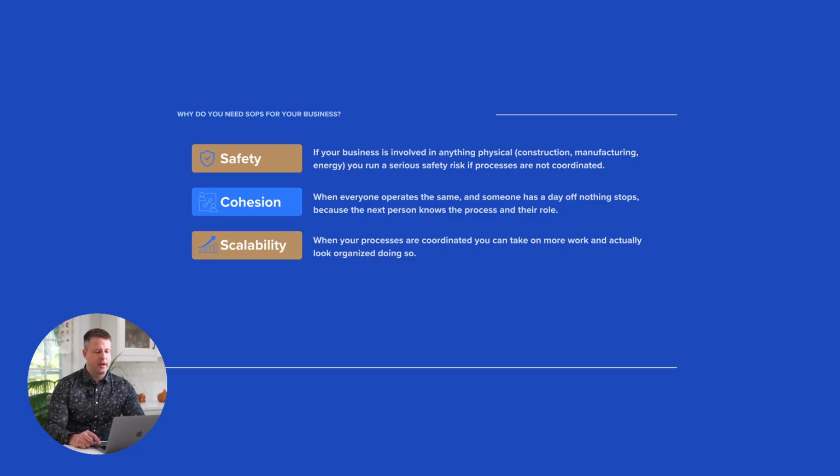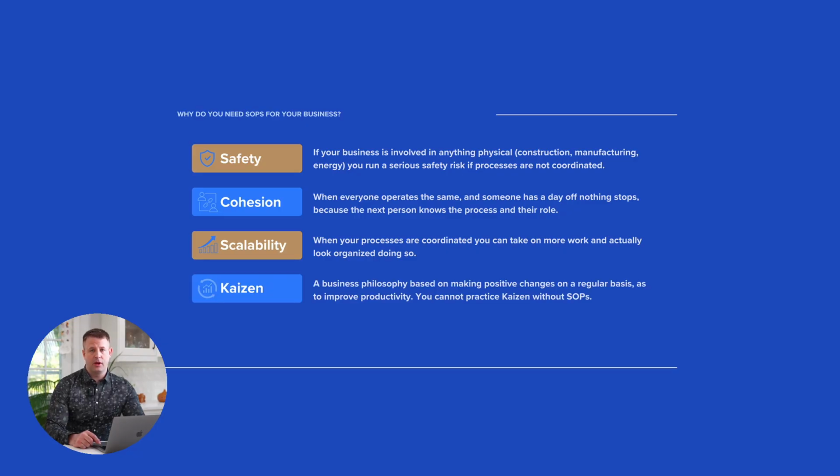Kaizen, so this is a business philosophy based on making positive changes on a regular basis as to improve productivity. You cannot practice Kaizen without SOPs. Efficiency, research suggests that organizations with clear SOPs outperform their competitors by 31%.